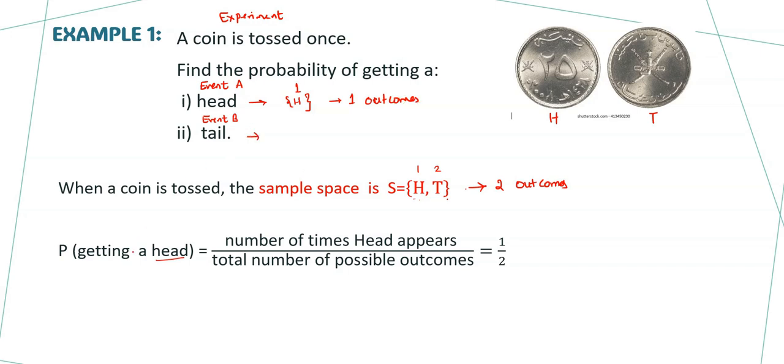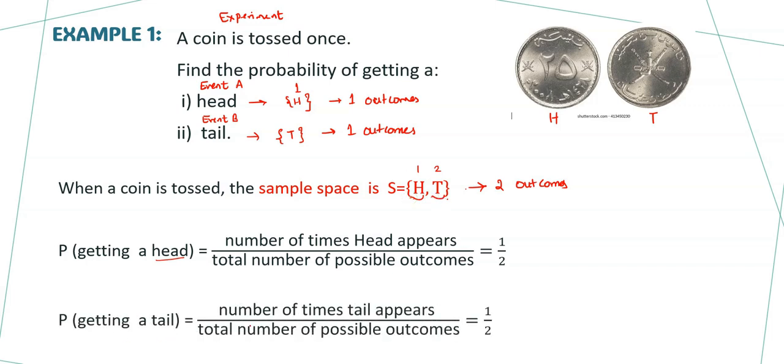Similarly, if we ask probability of getting tail. So how many times do you see tail? Only one time. So one outcome. So you have to find out the outcome from the sample space. So head is appearing one time, tail is appearing one time. So probability of getting a tail is number of times tail appears divided by total number of possible outcomes, which is again 1 over 2. So here you see this is probability of A, probability of B. Okay, I denoted event A by head and event B by getting a tail.